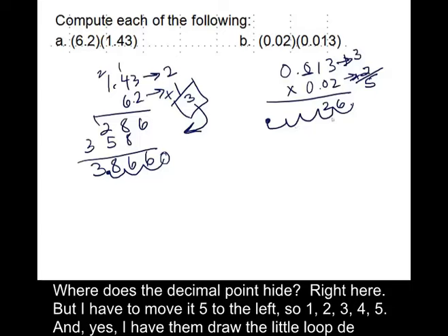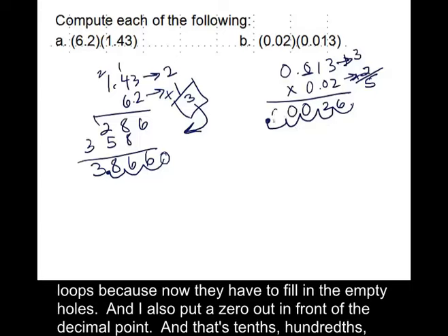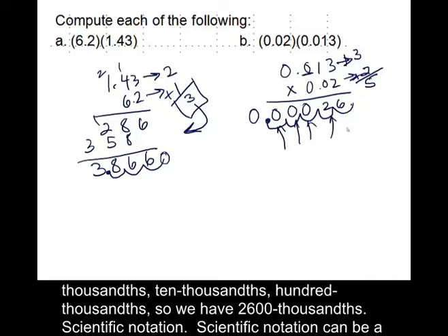And yes, I have them draw the little loop-de-loops because now they have to fill in the empty holes. I also put a 0 out in front of the decimal point, and that's tenths, hundredths, thousandths, 10 thousandths, 100 thousandths, so we have 2600 thousandths.